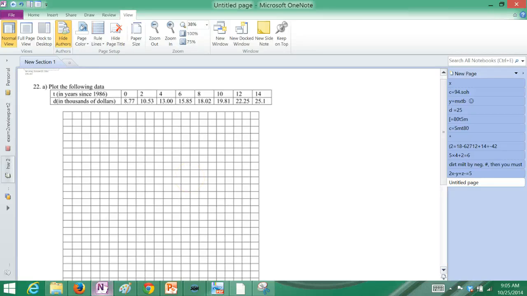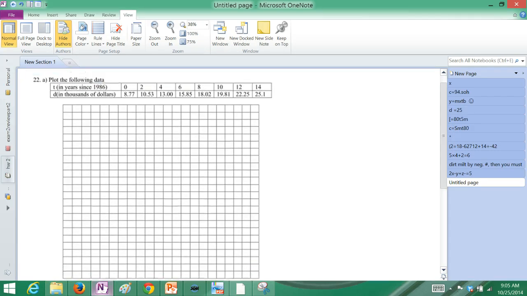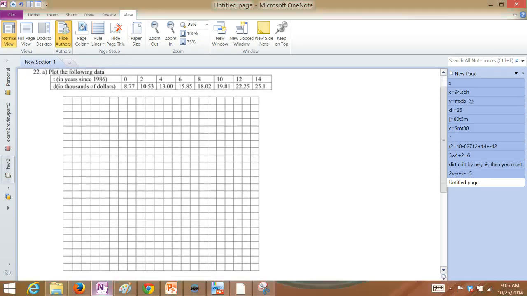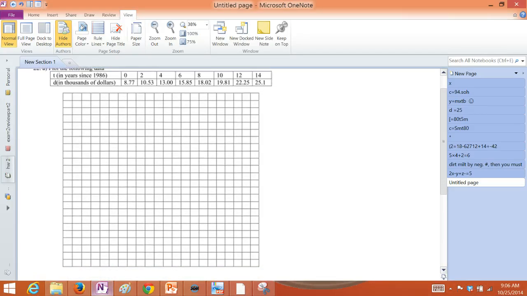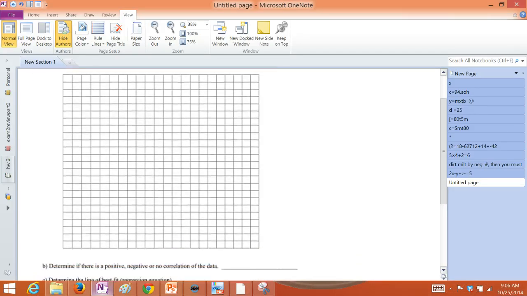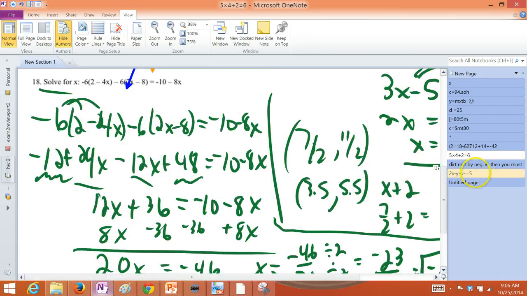Plot the following data: time in years, D in dollars. Time is the variable that's going to behave like X, D will behave like Y. Time goes from 0 to 14 and dollars goes from about 8 to 26. So how are we going to do this?